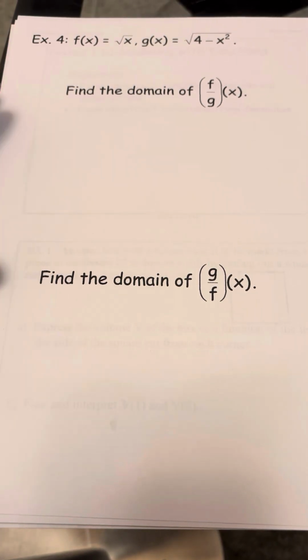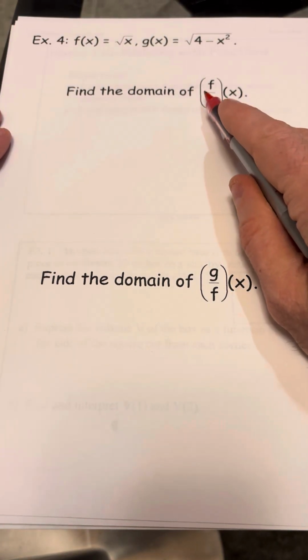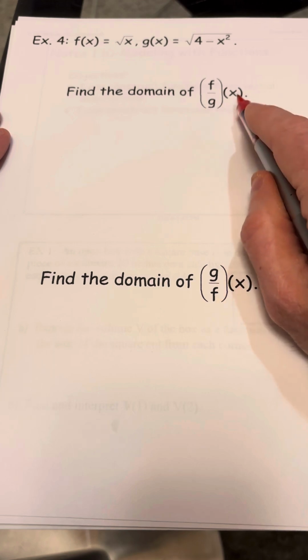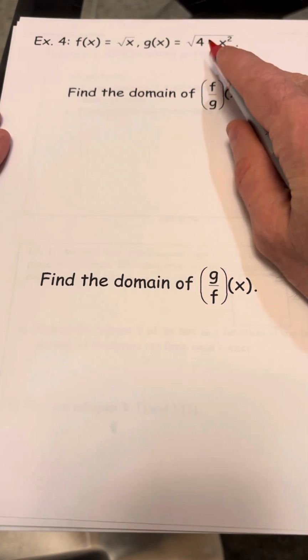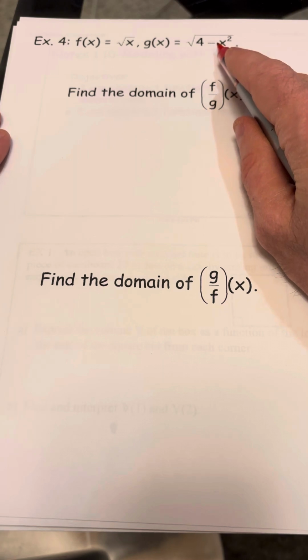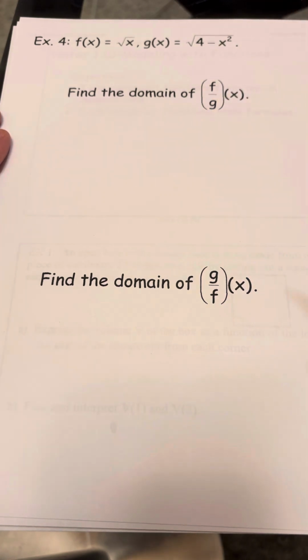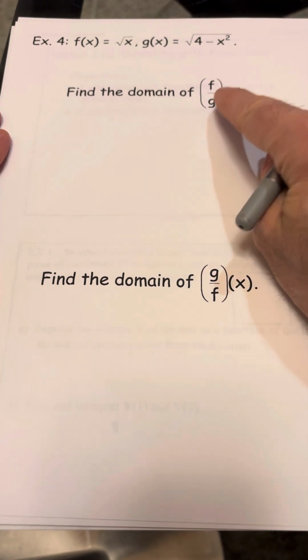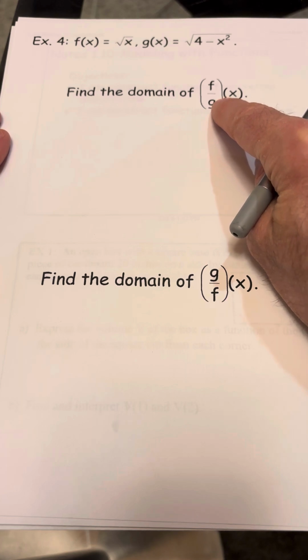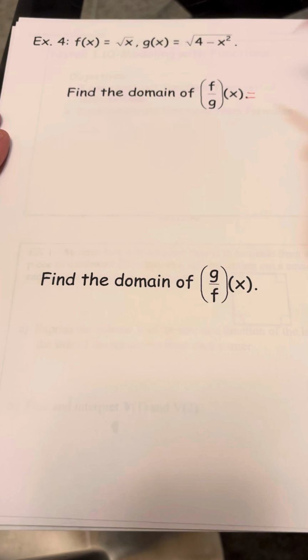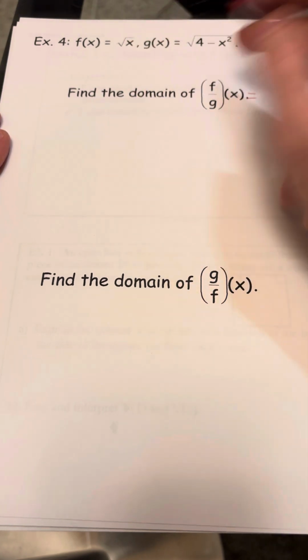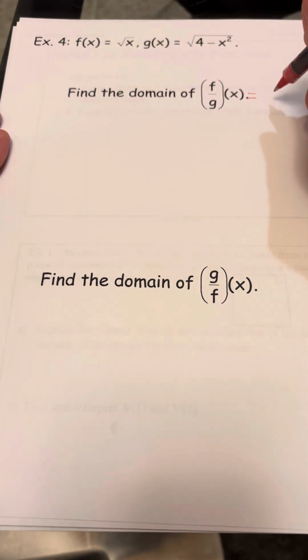All right, so for example 4, they want us to find the domain of f divided by g of x. We have our two functions, f of x is the square root of x, g of x is the square root of 4 minus x squared. So what we can do is set up our fraction or quotient, f of g of x, and because they are both square roots, we can make it one large square root.